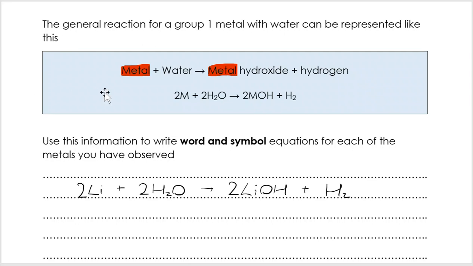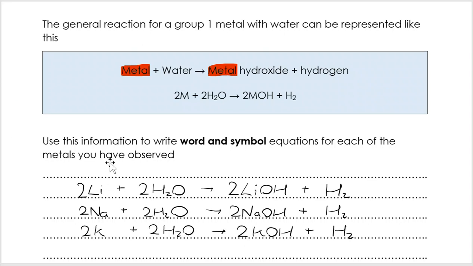Instead of 2M, I have 2Li. I'm still making 2 moles of H2O. I'm making 2 moles of LiOH, and I'm making 1 mole of H2. With sodium, it's identical apart from changing the symbol of the metal. And with potassium, it's the same again. The reaction is the same, the balancing is the same.